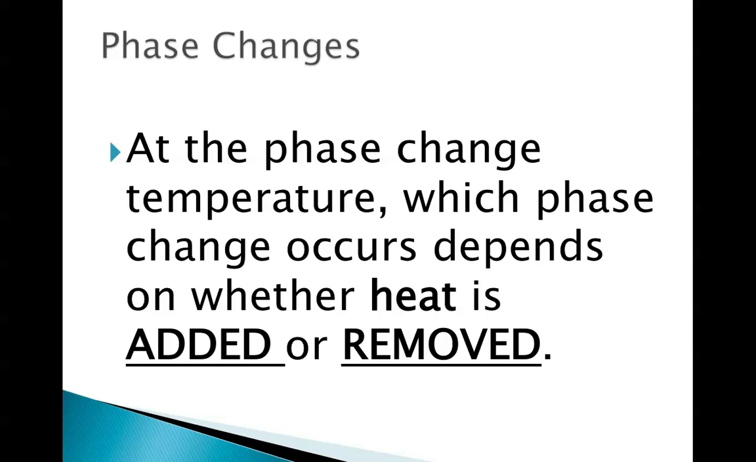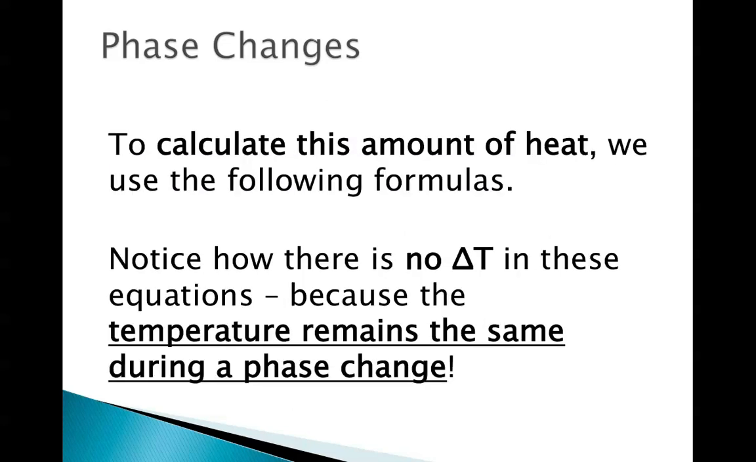To calculate this amount of heat, we are going to use two different formulas. Now, as I just said a couple slides back, phase changes have no change in temperature. So in these two equations, there's no delta T.